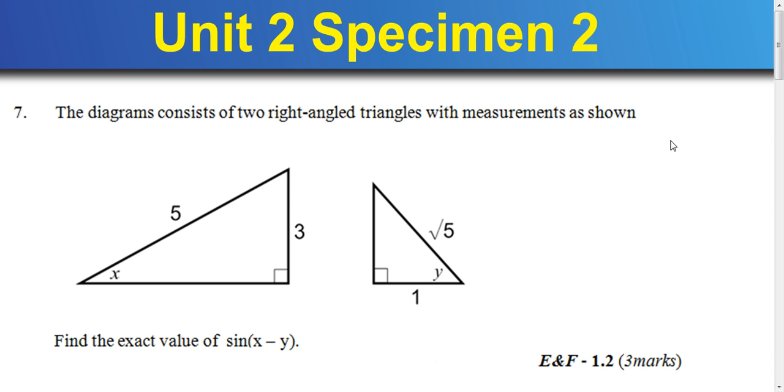In this lesson we're going to look at how to deal with questions 7, 8 and 9 from the Unit 2 Specimen 2 Higher NAB. So question 7, the diagram consists of two right angled triangles with measurements as shown. We have to find the exact value of sine bracket x minus y.